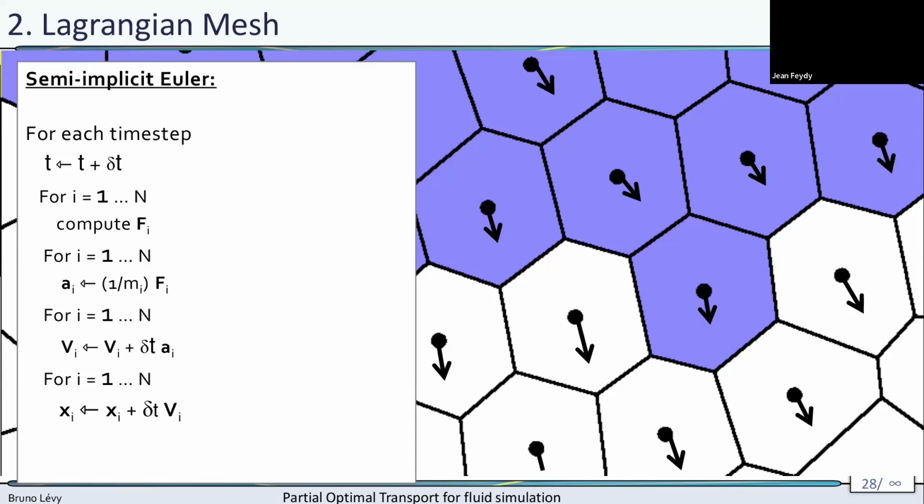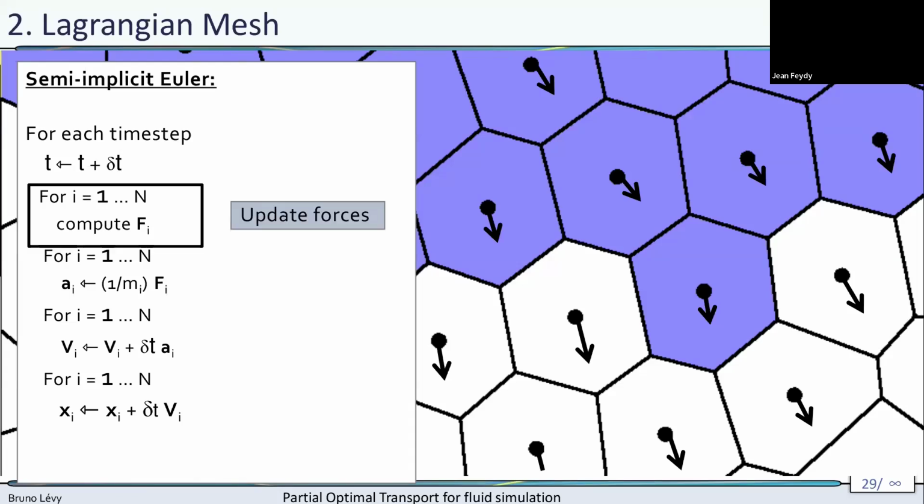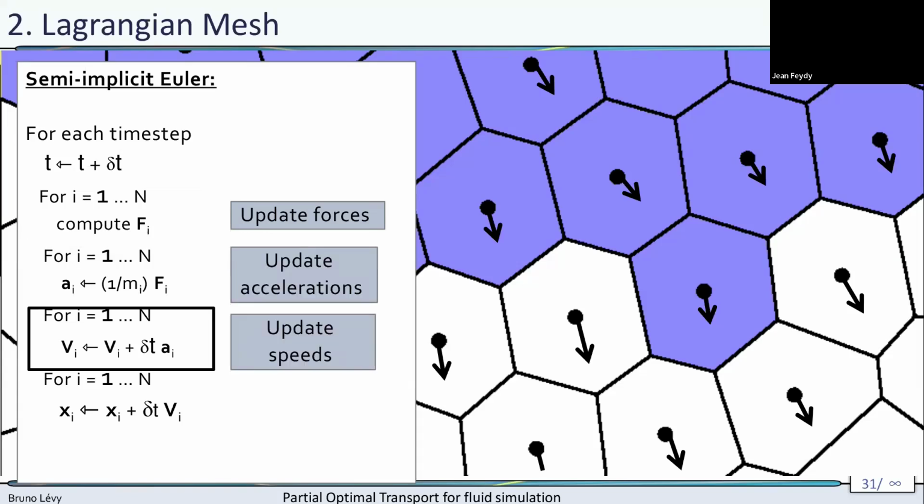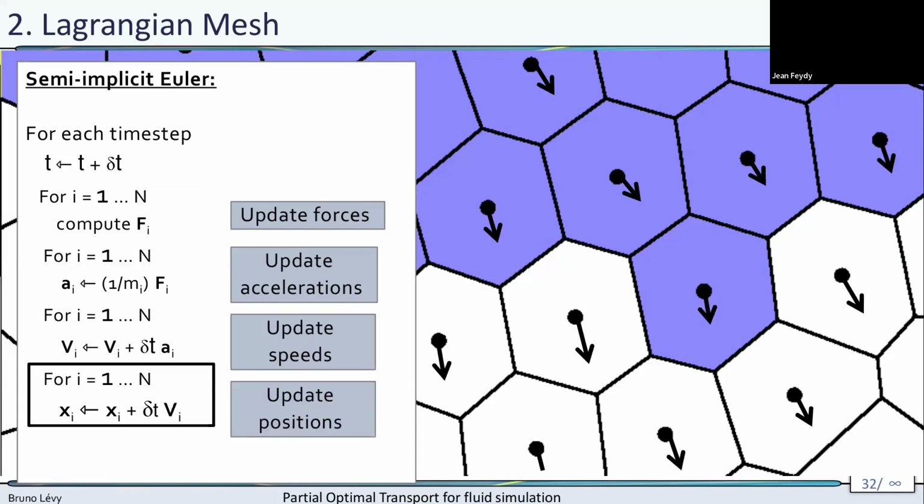And now, but if you imagine that the points are real points now. Imagine there are a set of points with a mass. You could do a semi-implicit Euler simulation. So for each step, you move from t to t plus delta t. You compute the forces. You update the accelerations. You update the speeds, and then you update the position. Super simple. We will need to make it a bit more complicated after that, but super simple simulation.